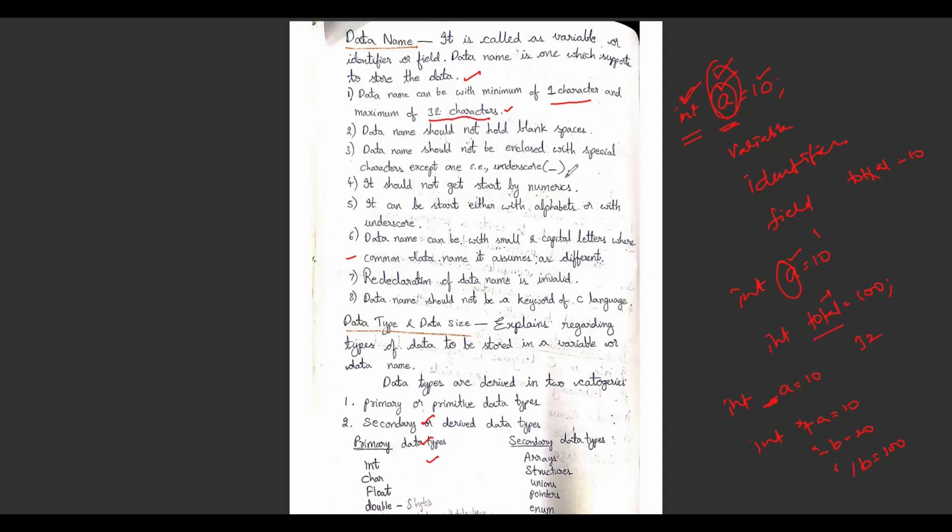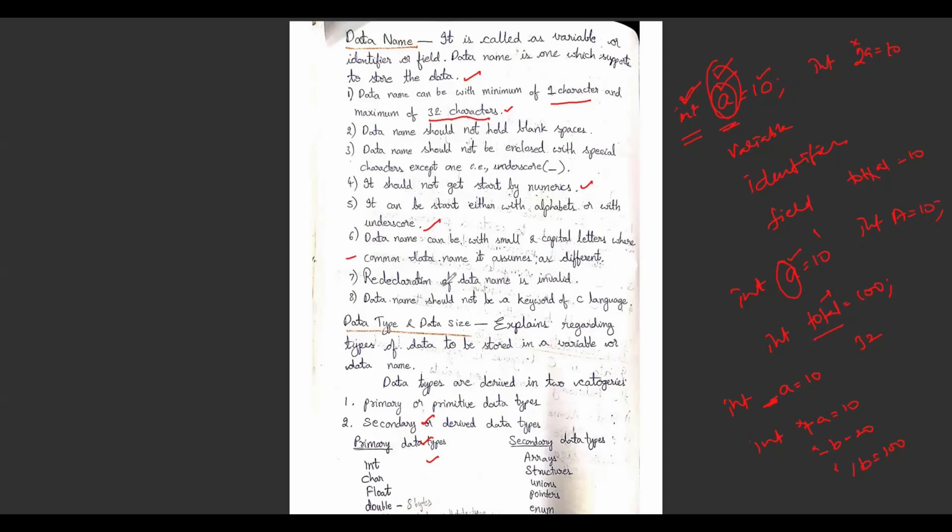It should not get started by numerics. So you can't start like this: int 2a equals 10. You can't start with numerics. It can start either with an alphabet or with an underscore. Data name can be with a small letter or a capital letter. So you can say int a equals 10 also. This is also valid.